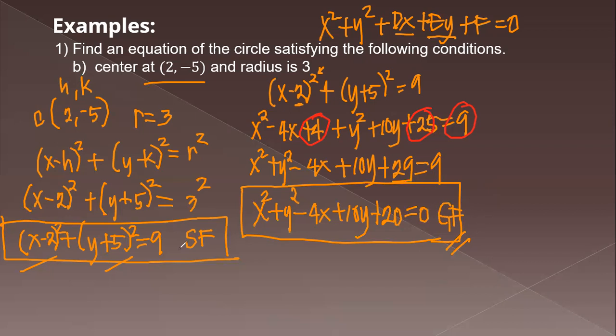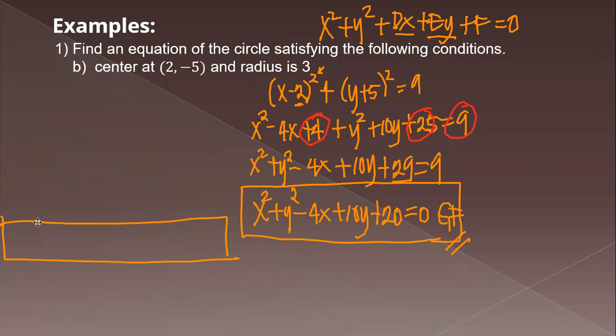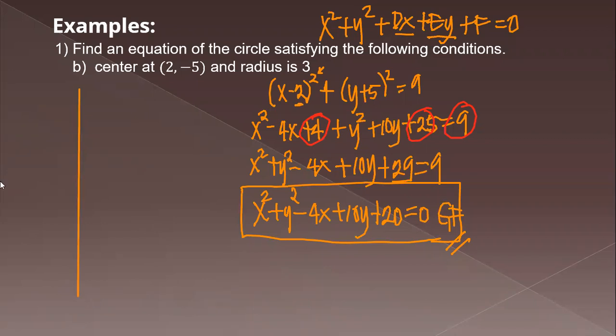Okay, so that is our general form. So to see, class, the graph of this equation, I'm going to show you the graph of this circle. Sabi doon, ang ating center ay nakay 2, negative 5. Okay, this is our center.